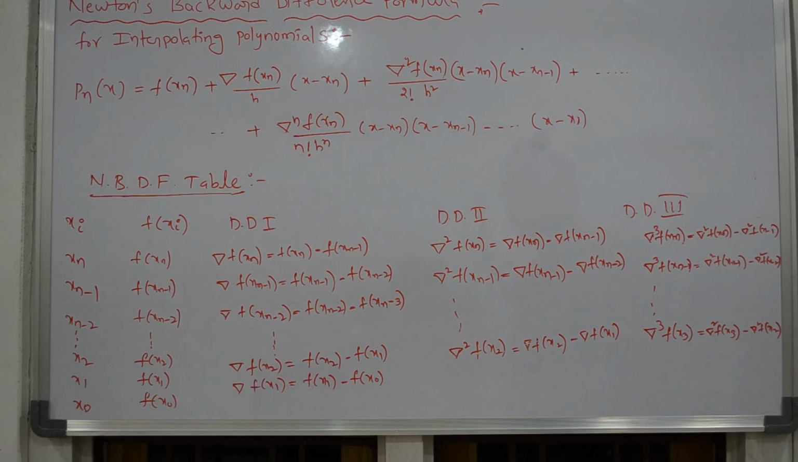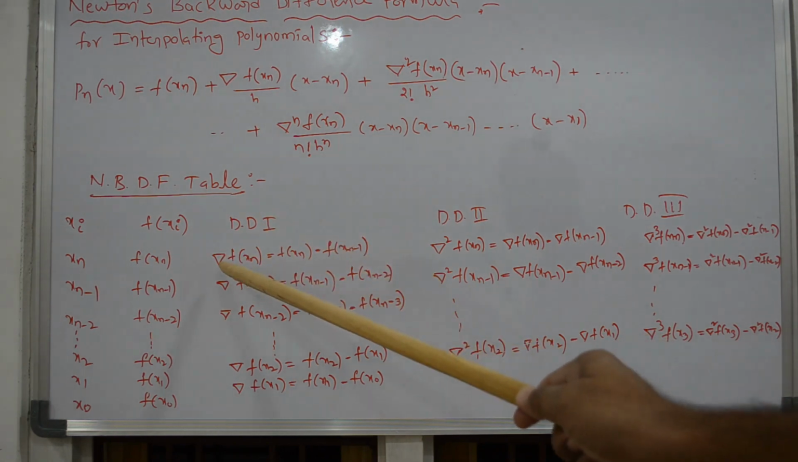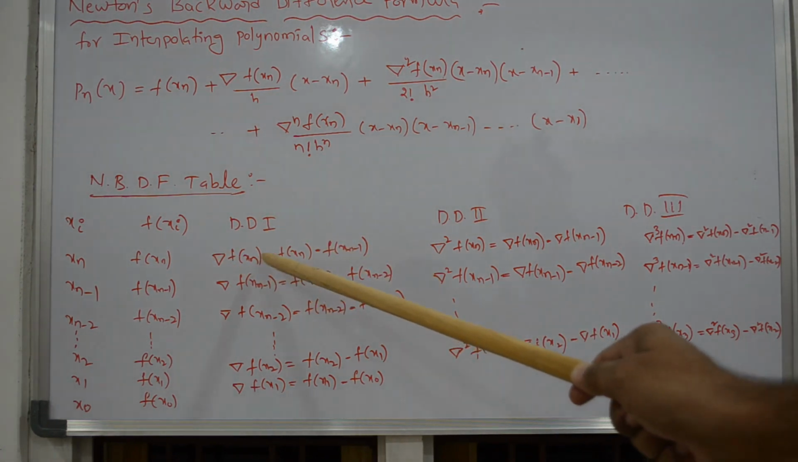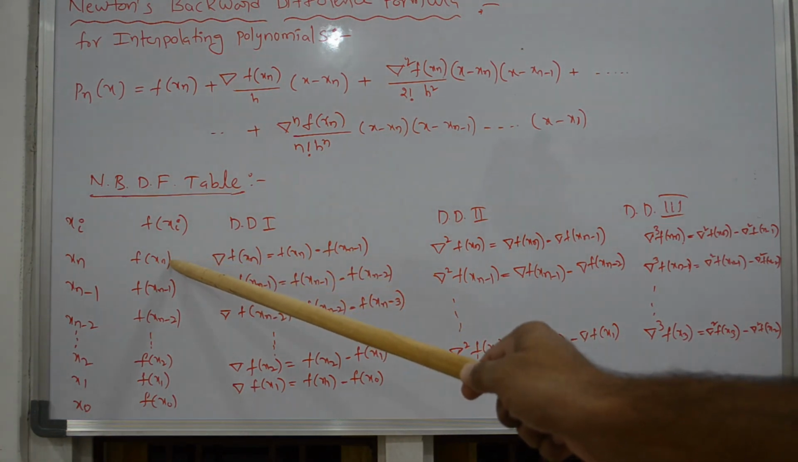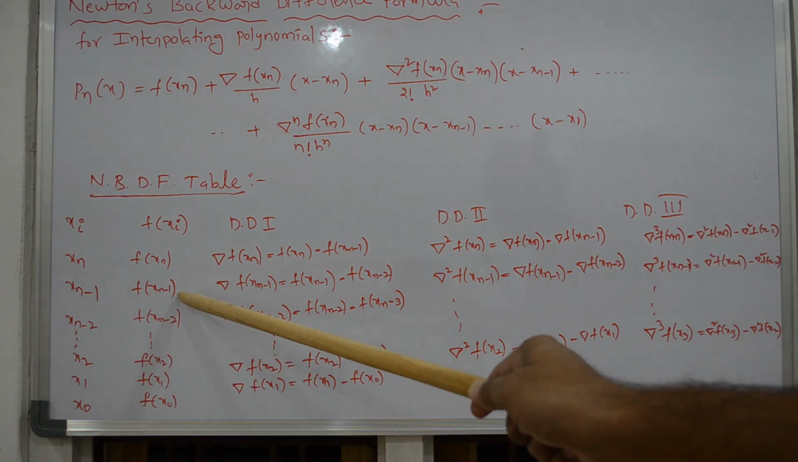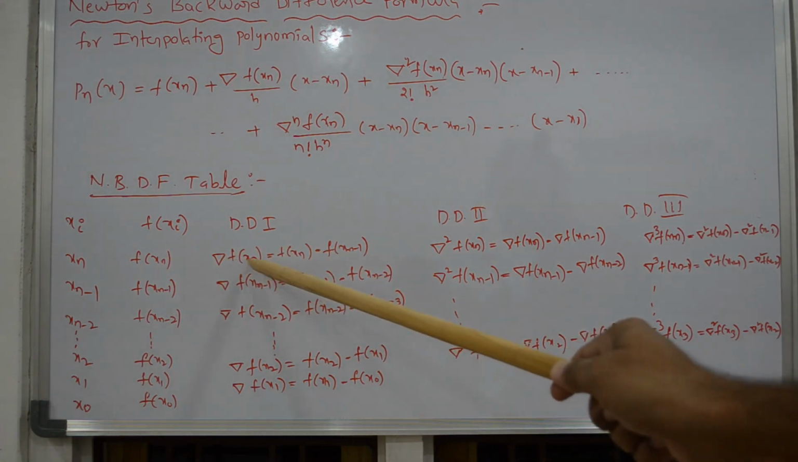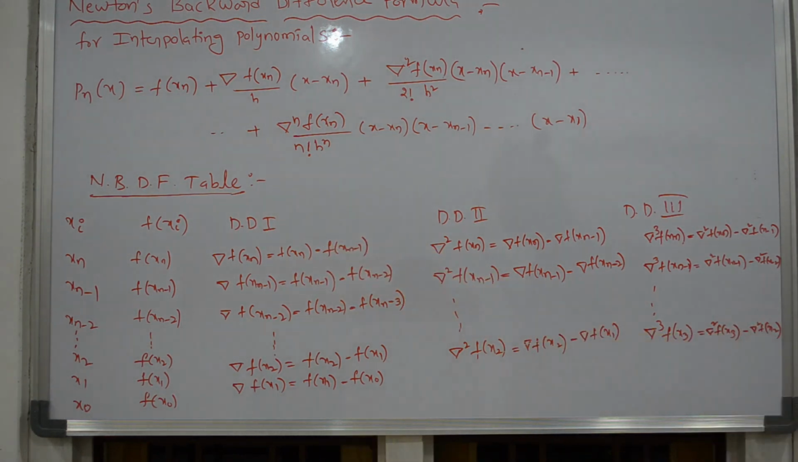So what is the divided difference 1? Divided difference 1 is the first delta difference. So what is delta f of xn? It is f of xn minus f of xn minus 1. This is f of xn, this is f of xn minus 1, and we subtract this from that. So delta f of xn is equal to f of xn minus f of xn minus 1.